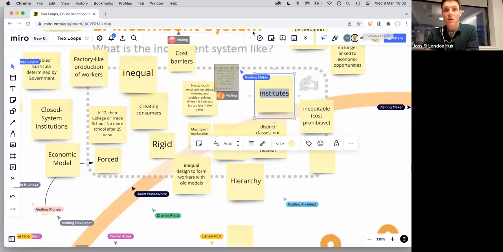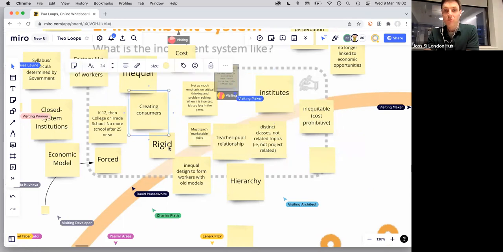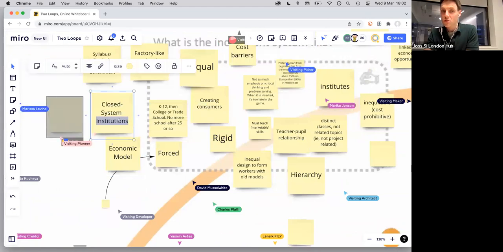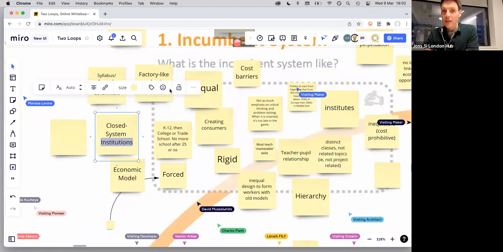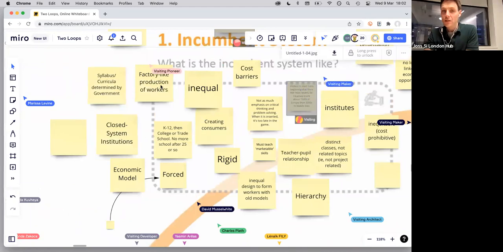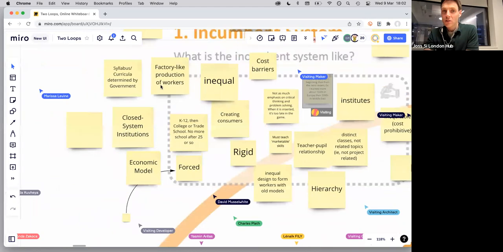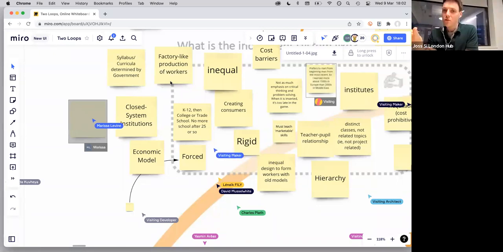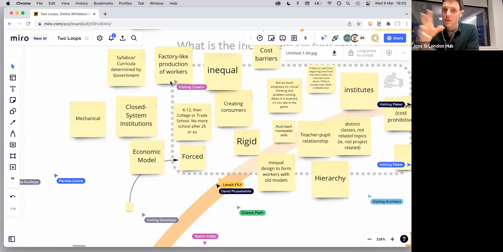Universities, okay. So unequal cost barrier, rigid, forced economic model, closed system institutions again, factory-like production of workers. Yes. Interesting. There's a kind of dumbing down of diversity, isn't there? Everybody's got to fit into the model, and it's very much an age-based system. What age are you? You go into this class, and then you fit into that kind of level of the curriculum, and then you move on to the next stage, and it's kind of batch processing, isn't it? There's not a lot of individuality here, should we say?